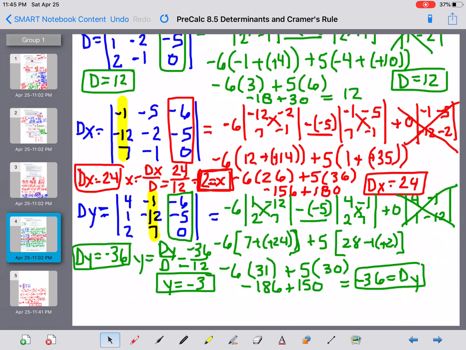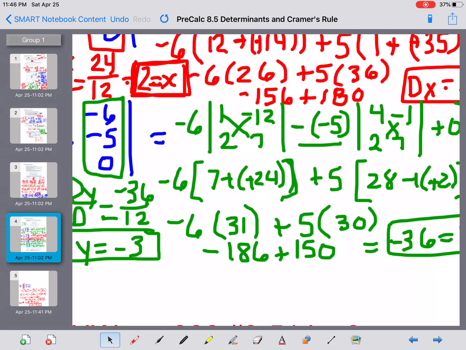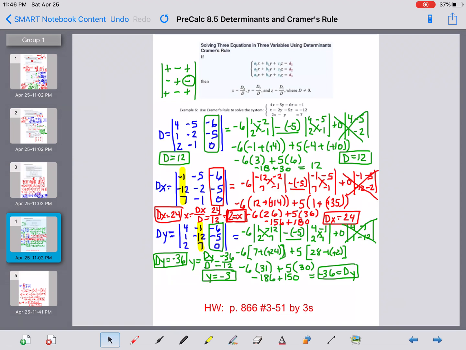Not getting it to move very well here. There we go. Try page 866, 3 through 51 by 3s, or more importantly, do some of the odds so you can look at the back of the book. I really, really want you to practice this Cramer's rule and make sure you practice these determinants. So this is our last section of notes in Chapter 8.